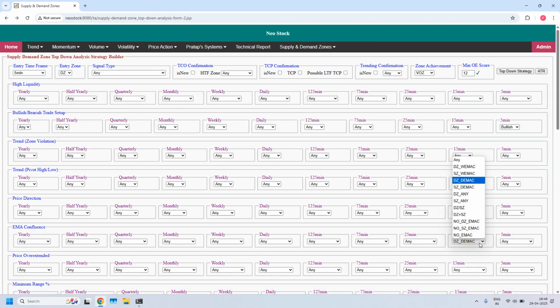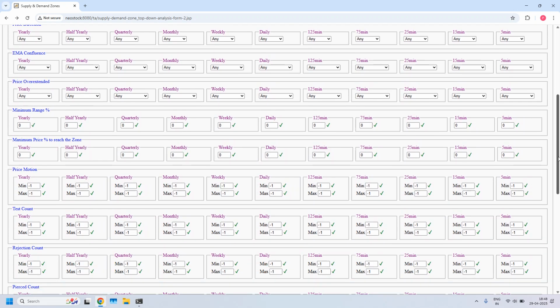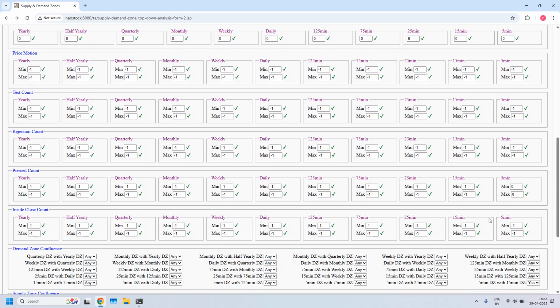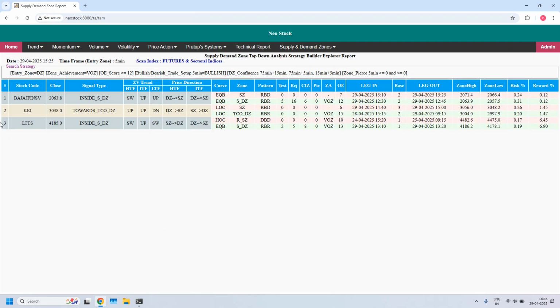Okay, next we will look into LTF, ITF, HTF demand zone confluence. That is 5 minutes, 15 minutes and 75 minutes demand zone confluence. First filter is already enabled. Next 5 minutes with 75 minutes demand zone confluence. 15 minutes and 75 minutes demand zone confluence. With all the 3 filters enabled, we got 3 stocks. In all the 3, 5 minutes demand zones overlapped with 15 minutes demand zone. Both together again overlapped with 75 minutes demand zone.